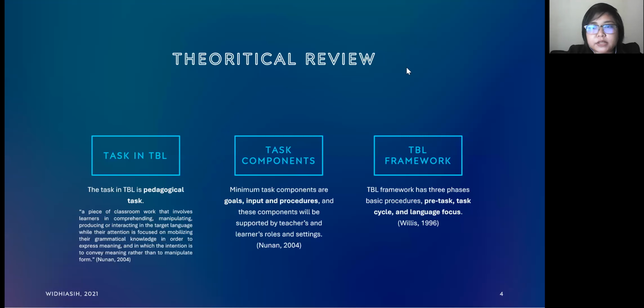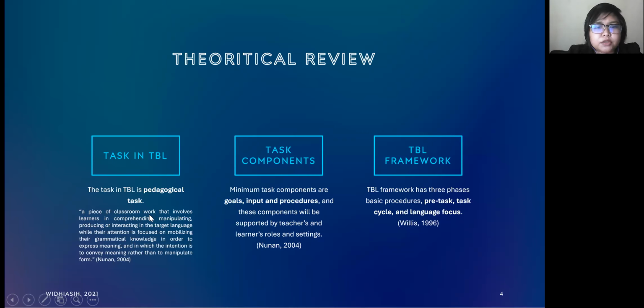Here are some theories that will be used to review the next 2 articles. The first is theory about tasks in TBL, task components, and the TBL framework. The first is about tasks in TBL. Tasks in TBL are pedagogical tasks because Nunan stated that there are 2 kinds of tasks: target task and pedagogical task. And task here in TBL means pedagogical task.